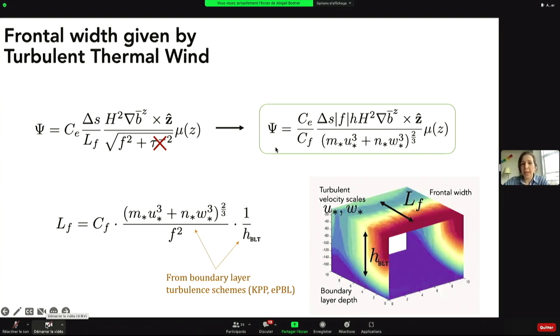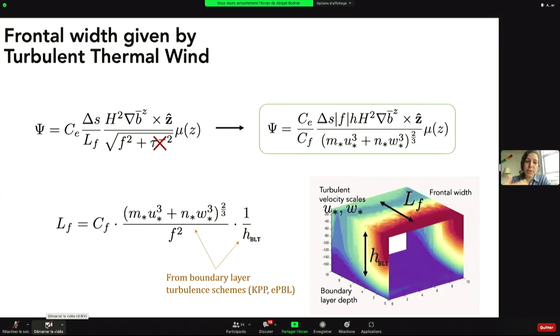Okay, so we have a new parameterization. It now depends on these boundary layer terms, and as I mentioned, these are already computed online in other turbulence schemes such as KPP and EPBL. So it does not add any additional cost to the model by just grabbing these and wrapping them into this new parameterization. Okay, so we have a new formula. It was purely derived by theory.